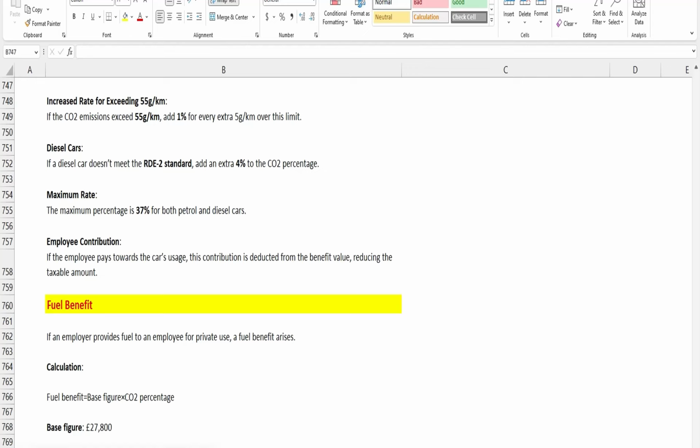In this video, we will be learning about the fuel benefit concept. In the previous video, I covered the car benefit. In case you have missed my previous video, you can access it from the playlist available on my YouTube channel, or the link will be shown on your screen.